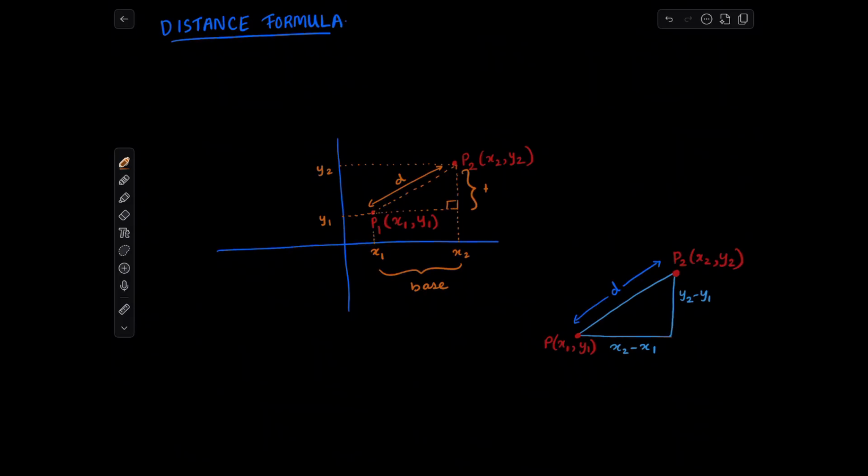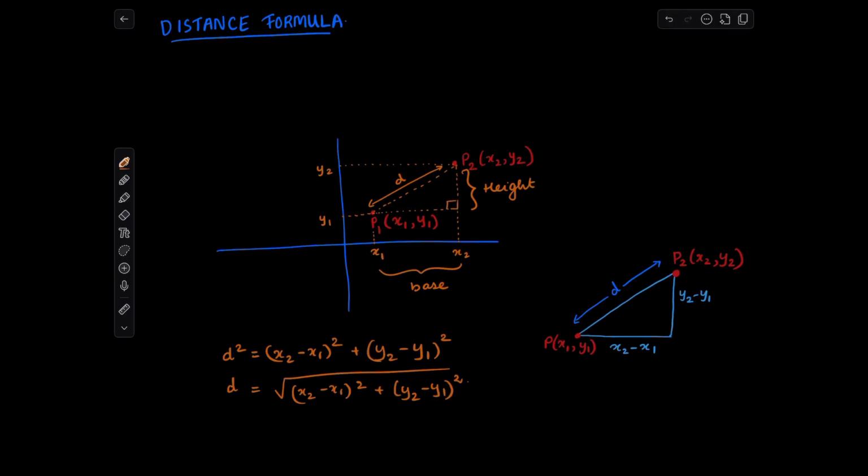Now, directly applying the Pythagorean theorem, we get D squared equals (x2 minus x1) squared plus (y2 minus y1) squared. Taking the square root on both sides, we get the distance D equals the square root of (x2 minus x1) squared plus (y2 minus y1) squared. Now, since distance is a positive quantity, we only keep the positive root. We now have the ability to find the distance between any 2 points on the xy plane.